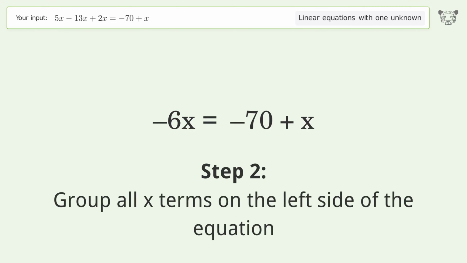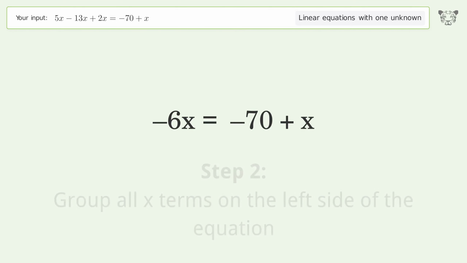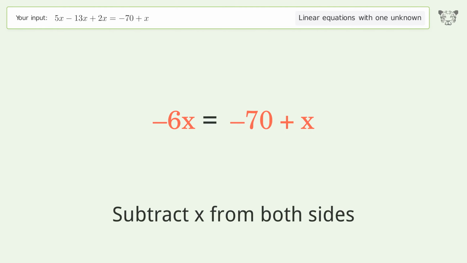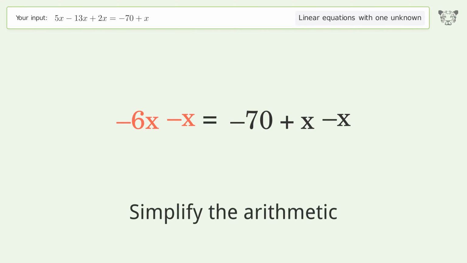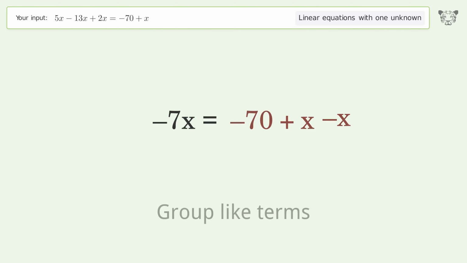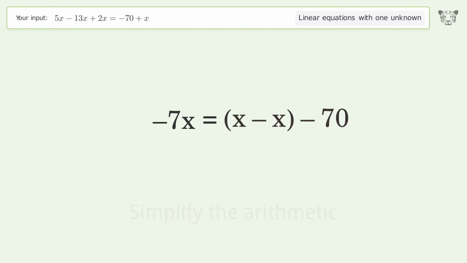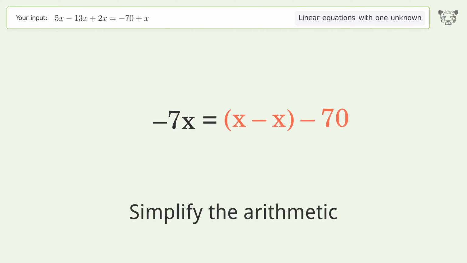Group all x terms on the left side of the equation. Subtract x from both sides. Simplify the arithmetic. Group like terms. Simplify the arithmetic.